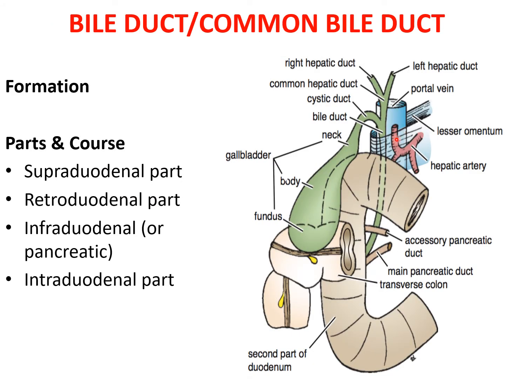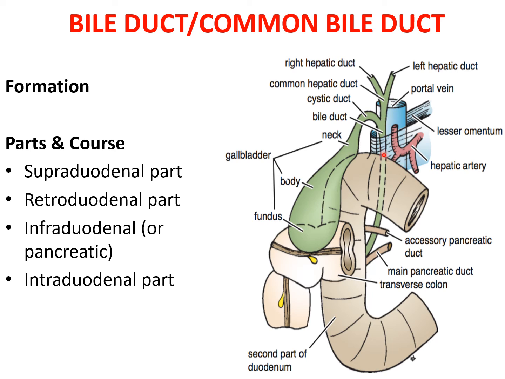Next we come to the bile duct. As I have already told you, it is formed near the porta hepatis by the union of the cystic and the common hepatic duct. It is approximately 7.5 centimeter long and 6 millimeter in diameter. It is divided into three parts with respect to its relations with the duodenum. Sorry, it is divided into four parts. So what are these parts in relation to the duodenum?